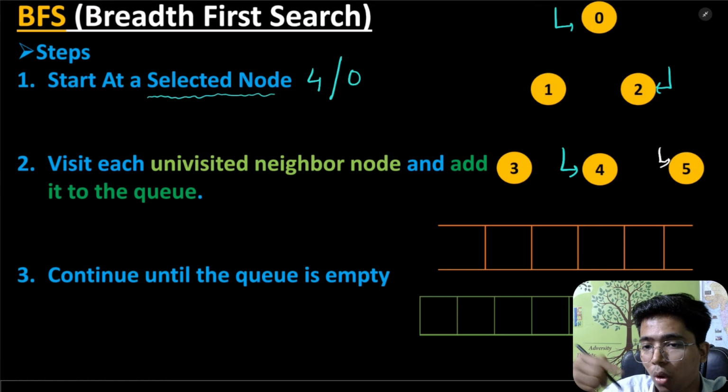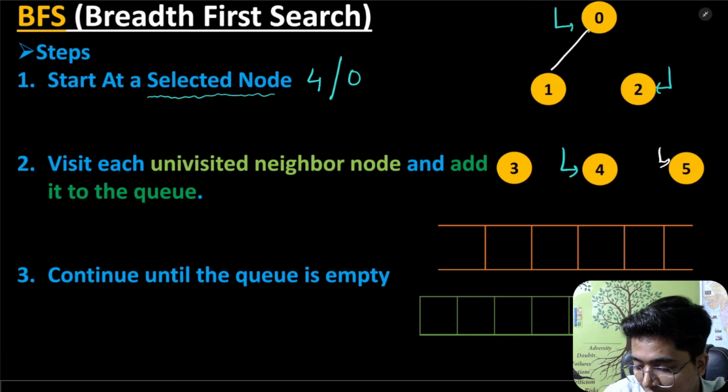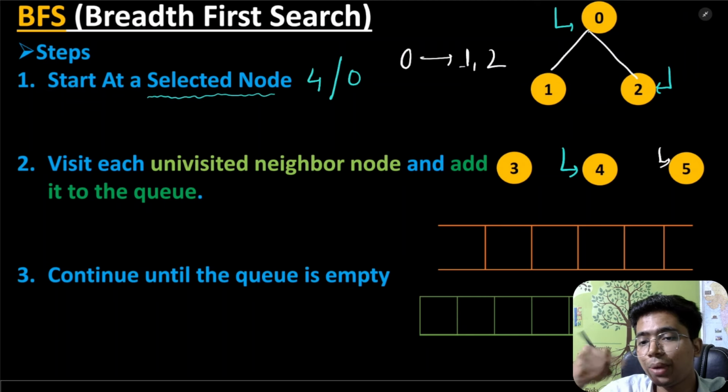Second, visit each unvisited neighbor node and add it to the queue. That means we have to visit all the neighbor nodes. Suppose we are starting from 0, then the neighbors of 0 are 1 and 2. And from where do we get it? We get it from the adjacency list.